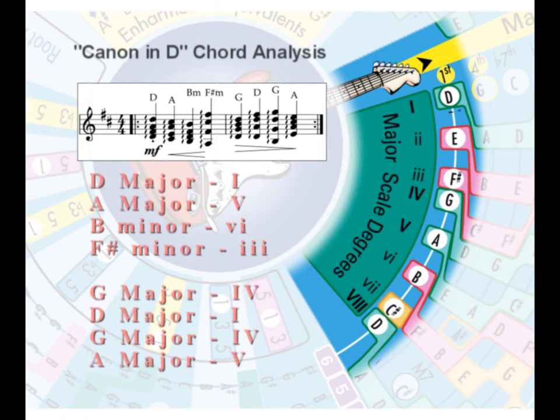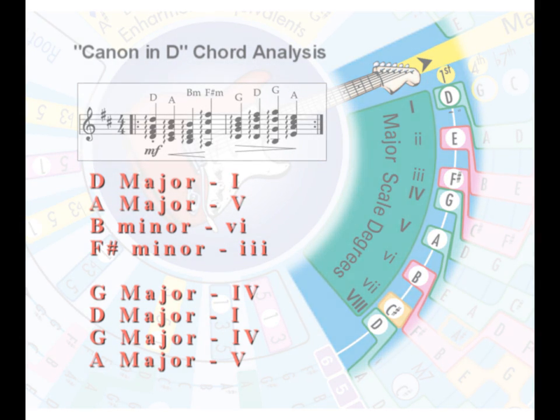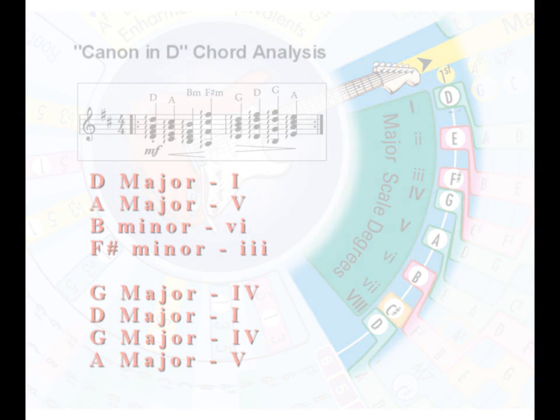Now, what I'd like to do is talk about the chords used in the Canon in D. Let's do some quick analysis. And we can tell here in the first bar of the song, our chords would be a D major, A major, B minor, and F sharp minor. So we would have a 1, 5, 6, 3 progression. The second measure has a G major, D major, G major, A major, which would be a 4, 1, 4, 5 progression. Okay, great. We've just learned some basic theory. And I think we're ready to move on.